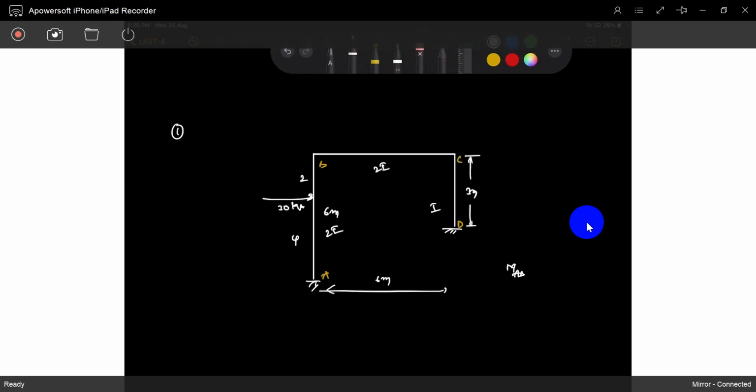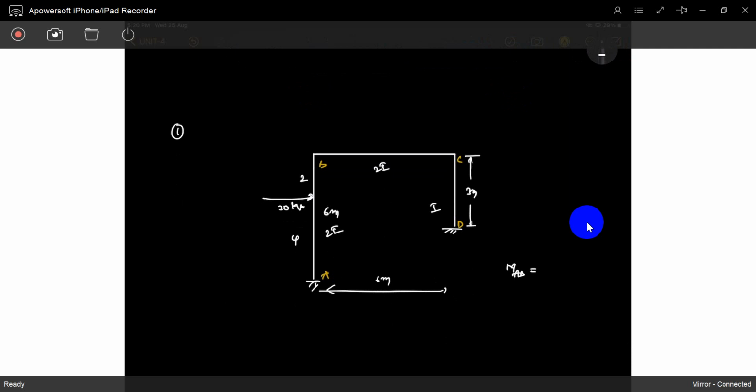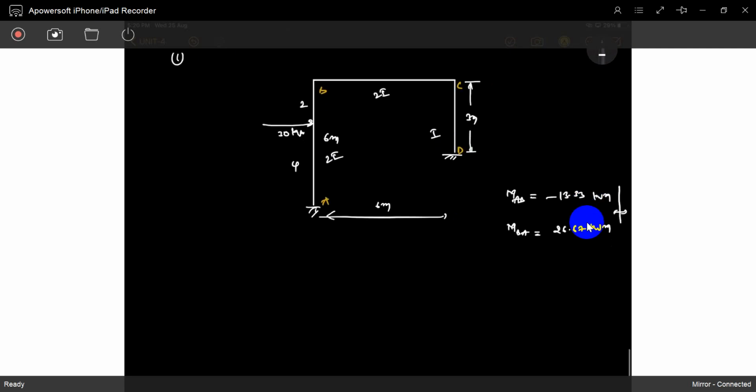Okay, MAB is what? No need to calculate again: 13.33. MBA is 26.67 kilonewton meter. These are all moments. So, joint distribution factors.